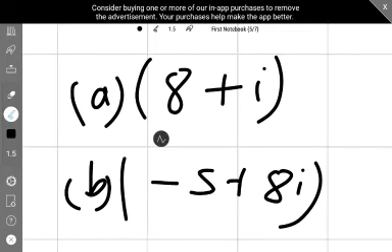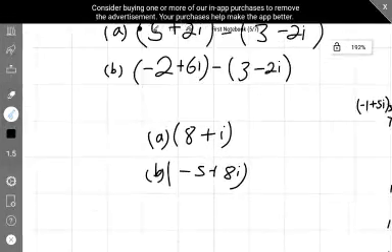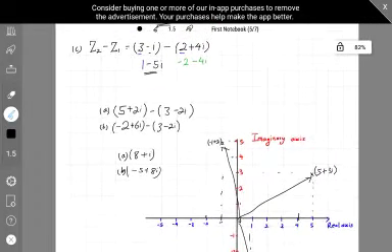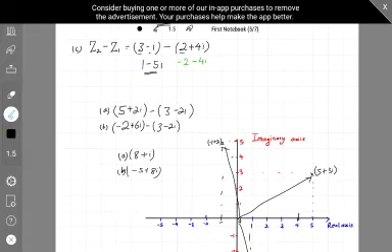So with this we come to the end of addition and subtraction of complex numbers. Next we will be looking at multiplication and division of complex numbers.